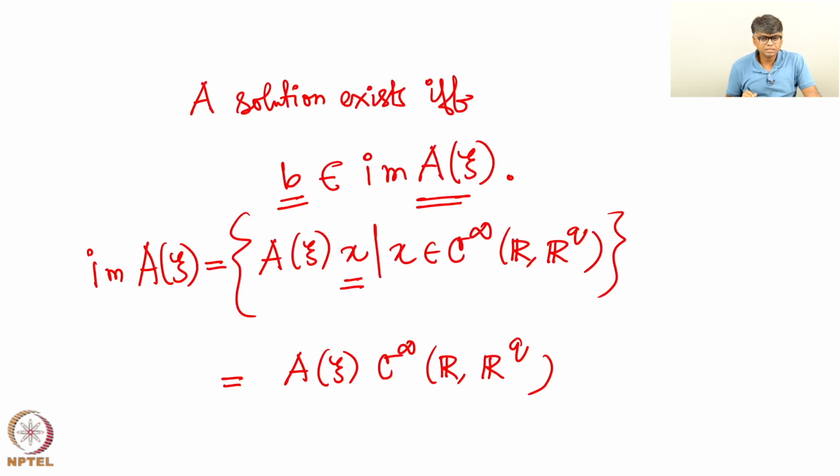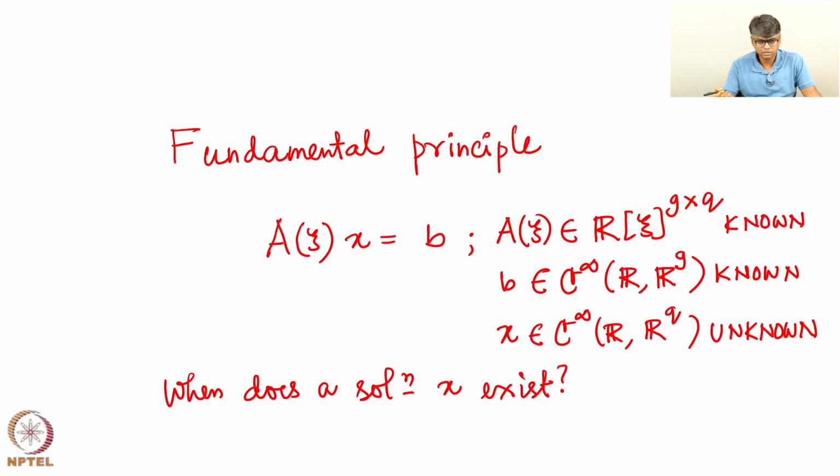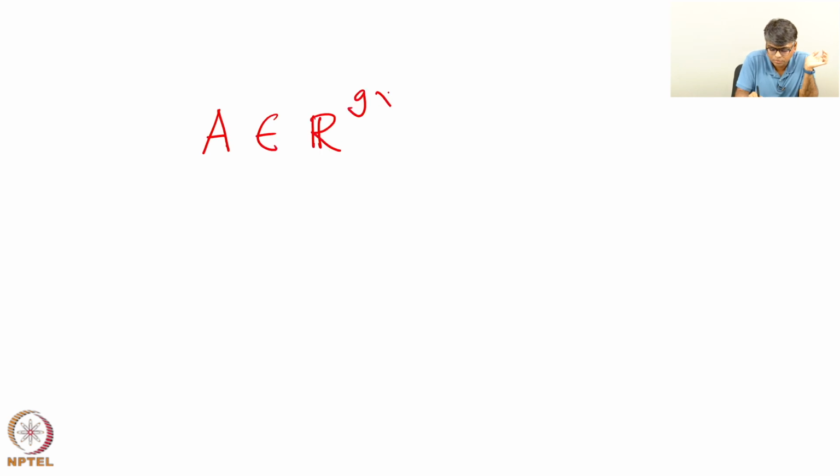That's all right, but this is just a mere retranslation of what we have been asking. It doesn't give us any way to get to the answer of this fundamental question: does such a solution x exist? How do you check whether something is in the image? Let's say for linear equations, somebody gives me a real matrix A of size g cross q, and also a b of size g.